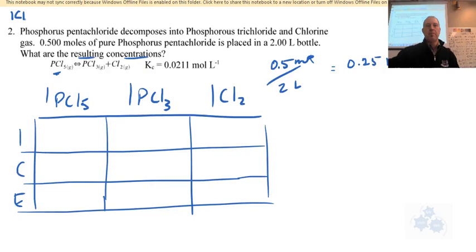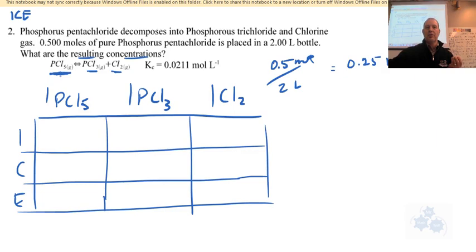All right, so this is an ICE chart question, another example. I've started this question already, but I'll just reread it here. Phosphorus pentachloride decomposes into phosphorus trichloride, that's this one, and chlorine gas right here. So we're starting off with 0.5 moles of pure phosphorus pentachloride. That's what we're starting with, and it's placed in a 2-liter bottle.